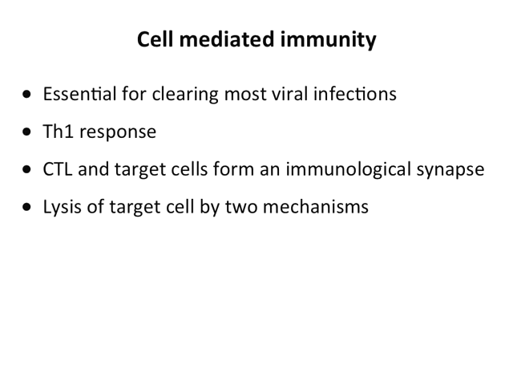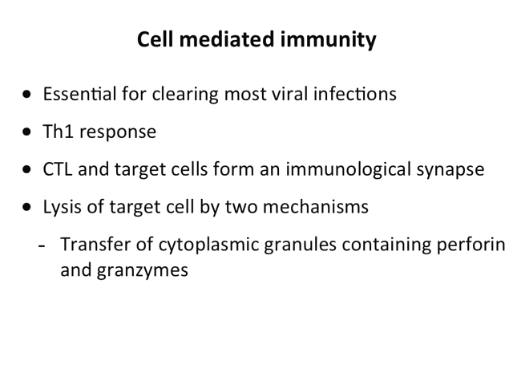And there are two ways that the CTLs lyse them. One, they transfer granules to the target cell that have these proteins, perforin and granzymes, and they poke holes in the target cell, effectively lysing it. And also, they can induce apoptosis. So the engagement of the CTL with an infected target cell can turn on apoptotic pathways, which will also cause the target cell to die.